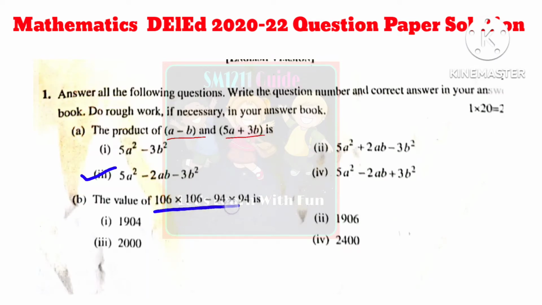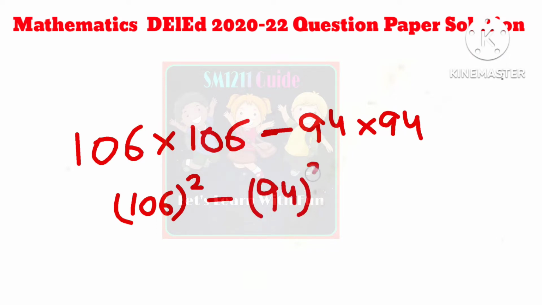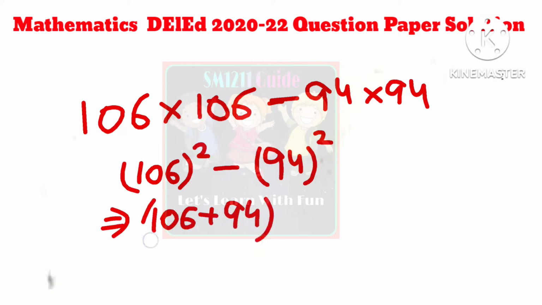Now next we have 106 multiplied by 106 minus 94 into 94. So let us solve this. This one you can write as 106 whole square, that is a square, minus 94 the whole square, that is b square. And we know the identity a square minus b square equal to a plus b, a minus b. So similarly we can write 106 plus 94, that is a plus b, and again multiplied by 106 minus 94, that is a minus b.